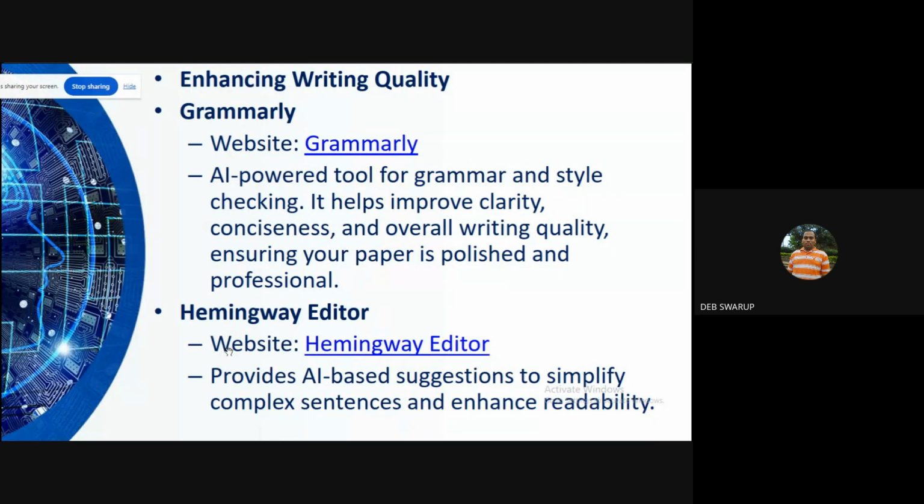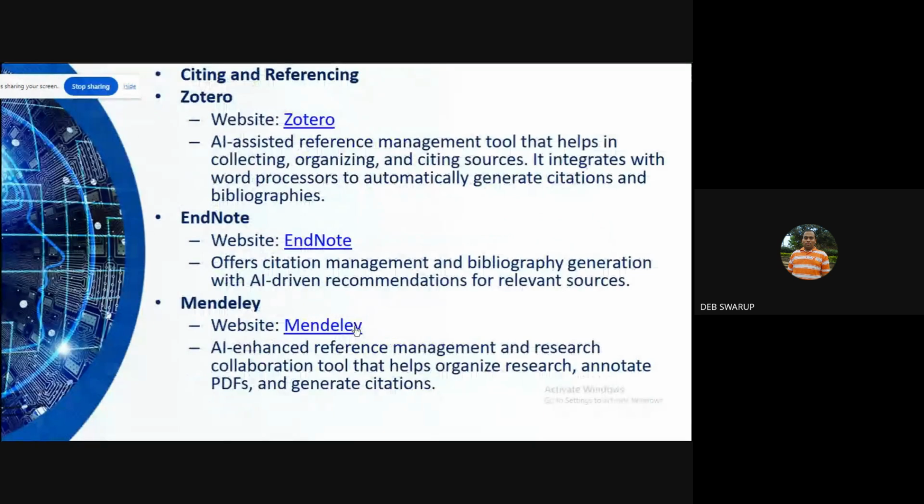Then there is Grammarly. Grammarly checks for all grammar errors. Only, don't go for the plagiarism analysis with Grammarly. That is absolutely not required. It is very cumbersome and not at all required. Go for the Hemingway Editor also. If you have any complex sentences, go for the Hemingway Editor. You can use it for enhancing sentence readability.